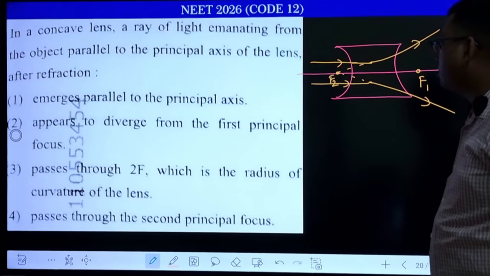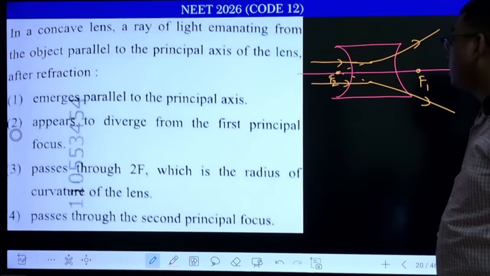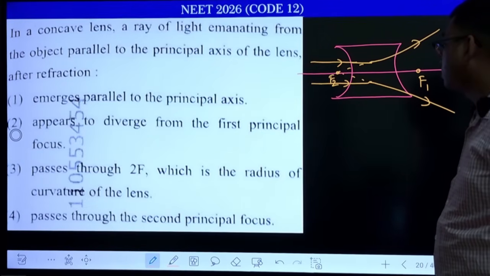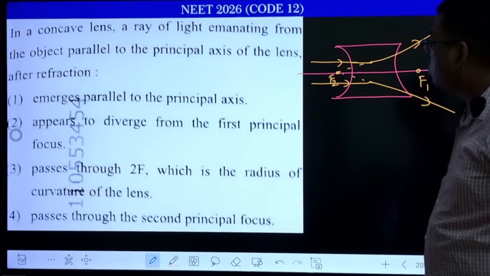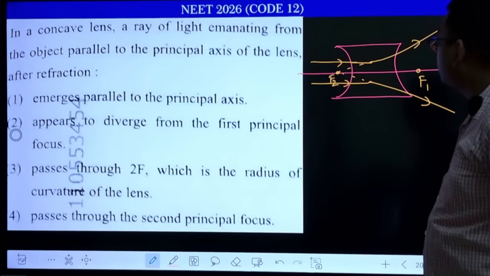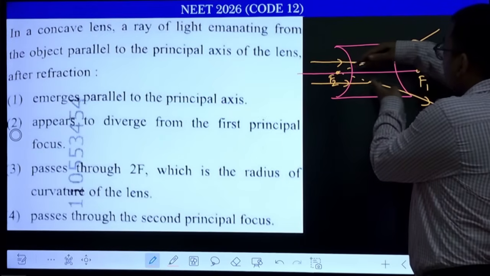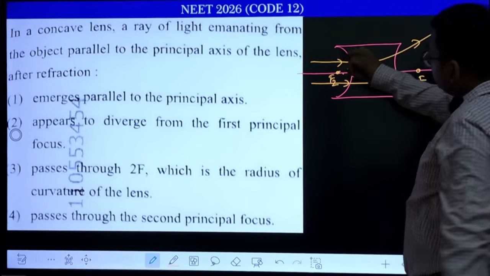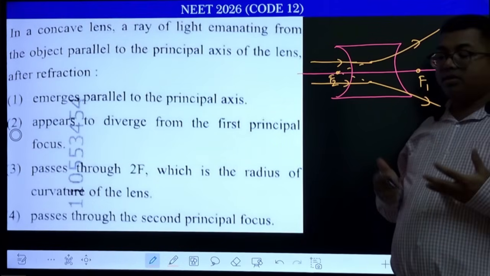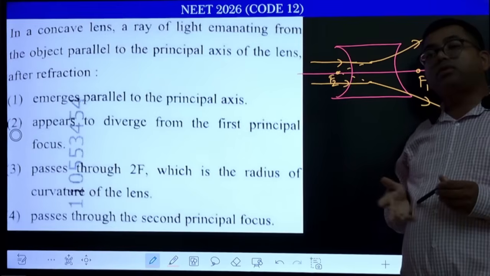Diverge from, passes through to F, which is the radius of curvature of the lens, passes through the second principal focus. No. Emerges parallel, that is not correct. Appears to diverge from the first principal focus. I think here these rays which are coming parallel, it appears to be diverging from F2, not F1. Note that actually the second focus is used whether it is concave or convex.